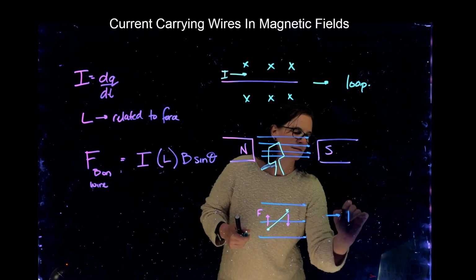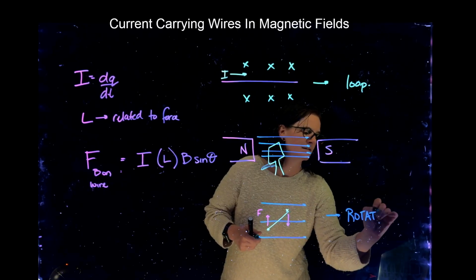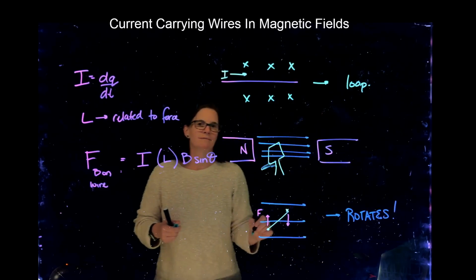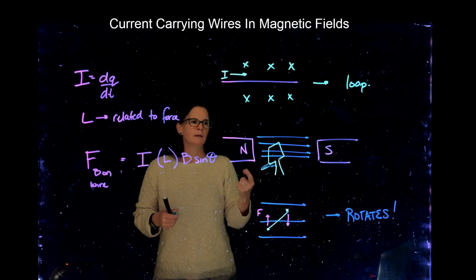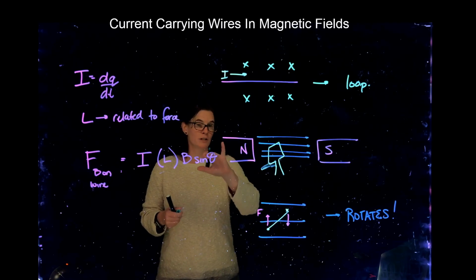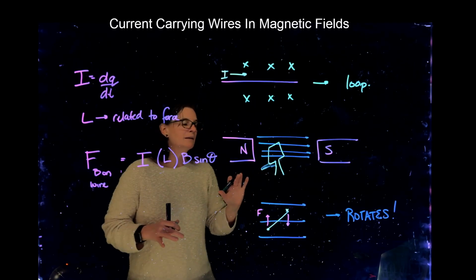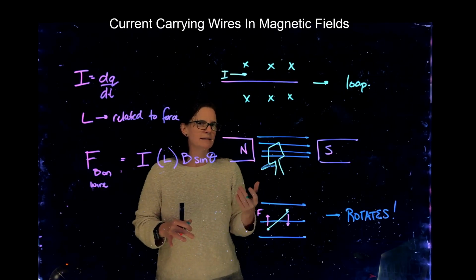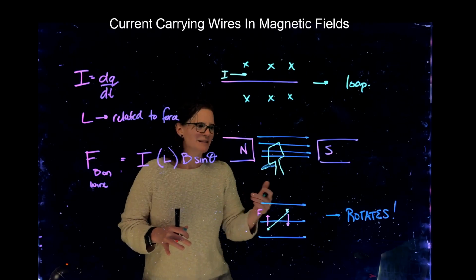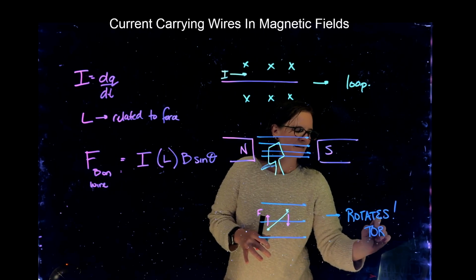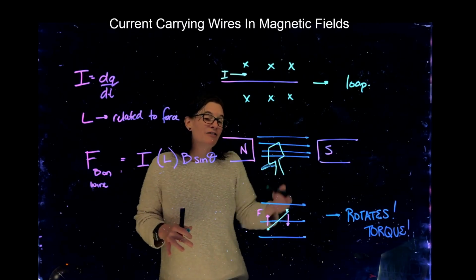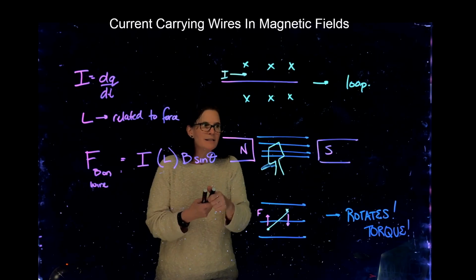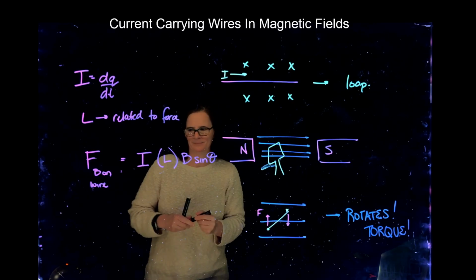This causes a rotation. When I put my current carrying wire into a loop and put that loop into a magnetic field in a certain orientation, and we're going to explore that in just a little bit, the current carrying wire now rotates. If it rotates, think back to physics 1, that means it experiences a torque. So magnetic fields exert torques on current loops.